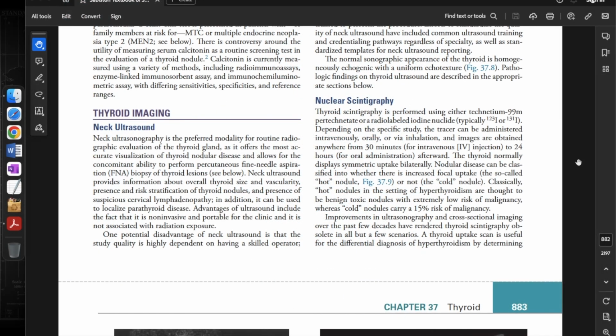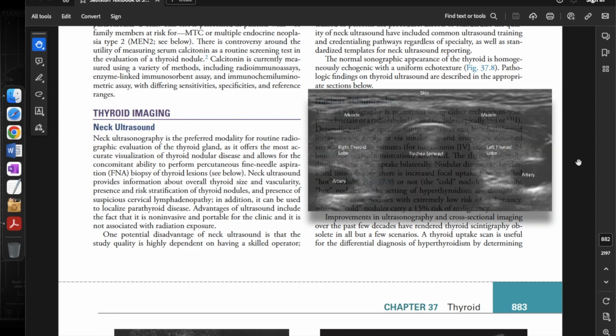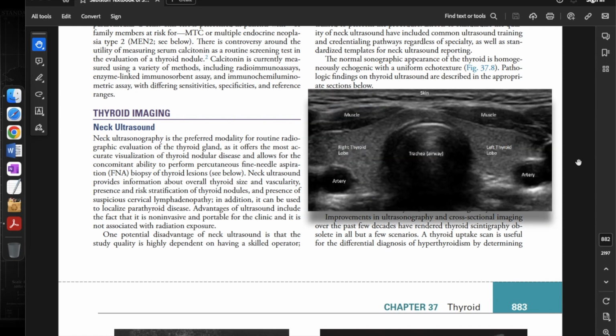So let's move on to thyroid imaging, starting with the neck ultrasound. Neck ultrasonography is the preferred modality for routine radiographic evaluation of the thyroid gland, as it offers the most accurate visualization of thyroid nodular disease and allows for the concomitant ability to perform percutaneous fine needle aspiration (FNA) biopsy of thyroid lesions. Neck ultrasound provides information about overall thyroid size and vascularity, presence and risk stratifications of thyroid nodules, and presence of suspicious cervical lymphadenopathy.